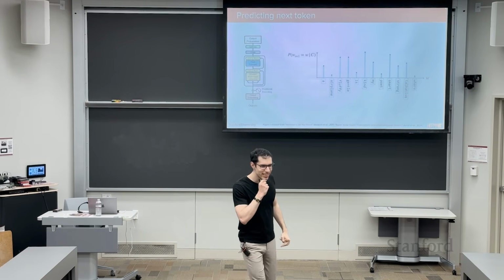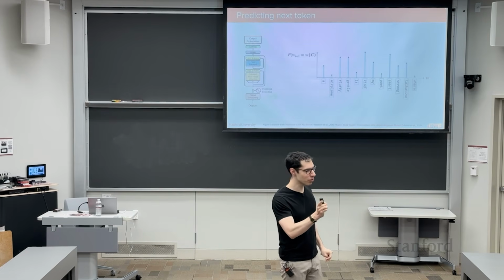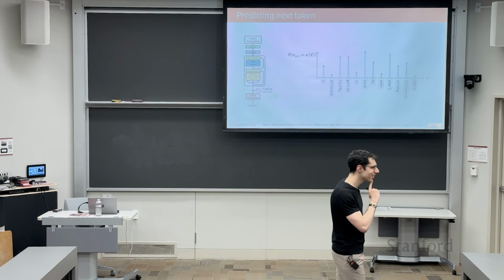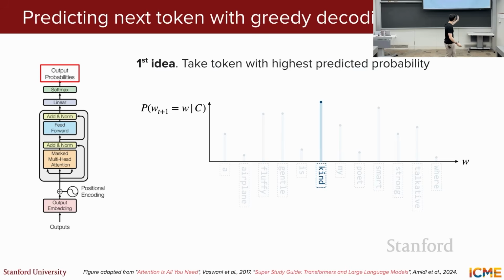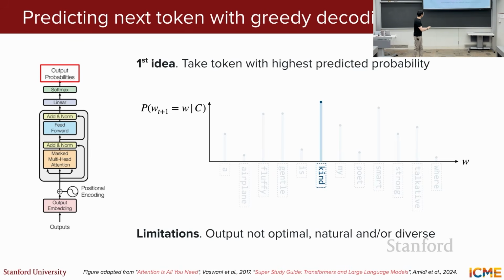Sorry? Great. The token with maximum probability. Okay, great. So first idea, let's just take the token with highest probability.